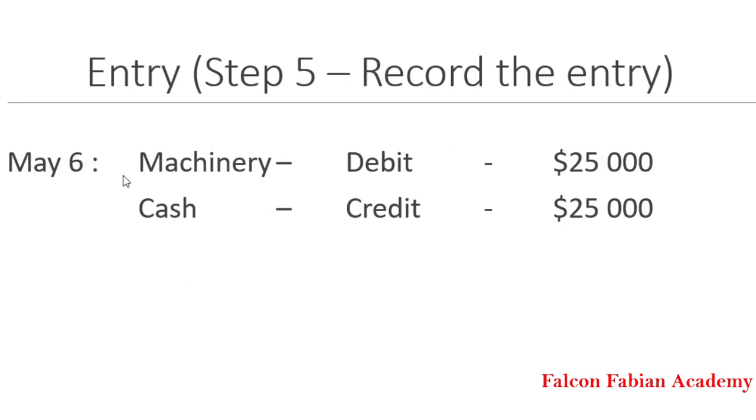So on May 6th, machinery came in. You always write the debit entry first. So I'm writing the debit entry at the top and the credit entry under that. So machinery debit, value 25,000, and cash credit, and the value is 25,000. How to place them in journal and in ledger is what we would learn in future videos.